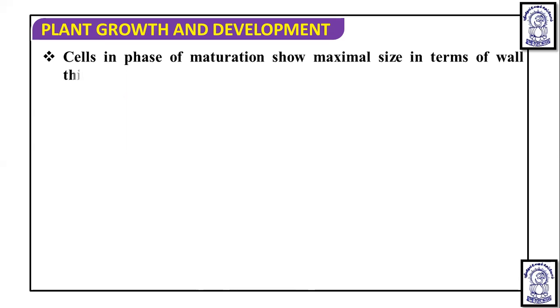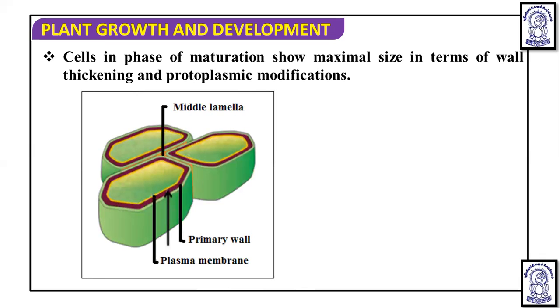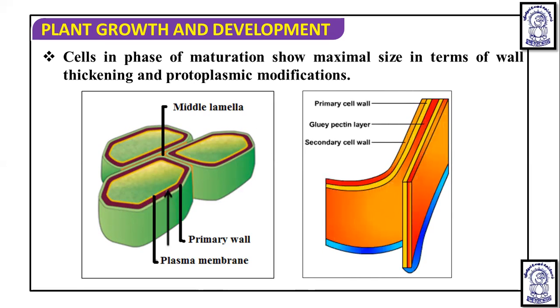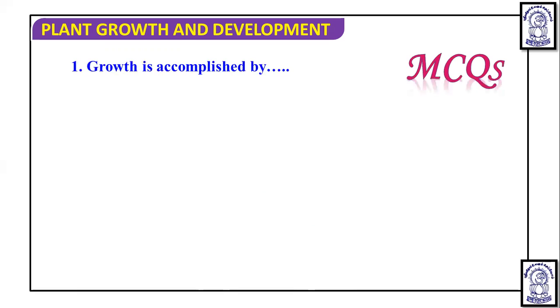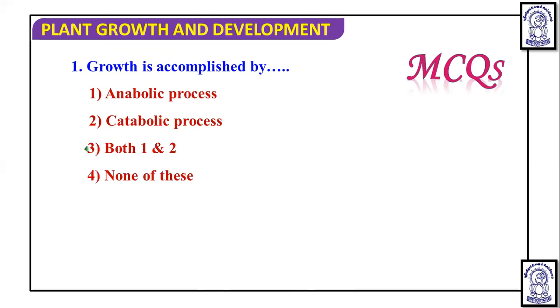Cells of the maturation phase show maximum size in terms of wall thickening and protoplasmic modification. These cells are proximal to the phase of elongation, and this represents the maturation phase. Here these cells stop dividing, and they become a part of the maturation zone. In the maturation zone in the root, you will see the presence of root hairs.